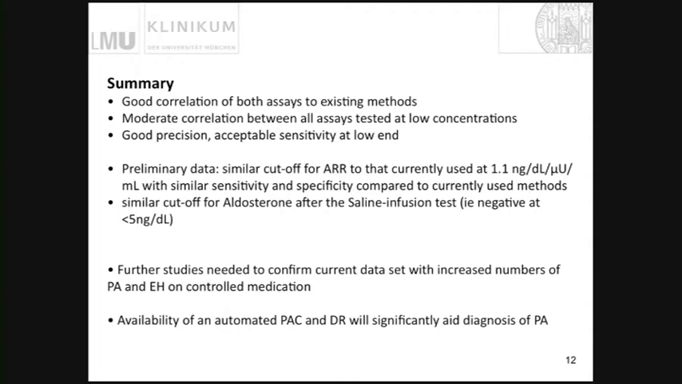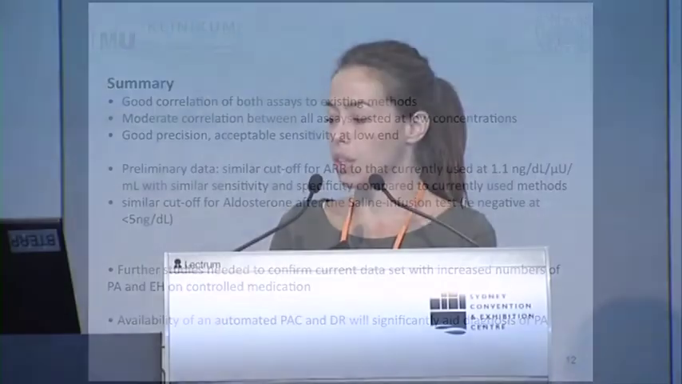And we'd like to do further studies to confirm the current data set with increased numbers of primary aldosteronism and hypertensive patients on controlled medication to support this data. And we hope that the availability of the fully automated aldosterone and direct renin will significantly aid in the diagnosis of primary aldosteronism. So just to thank the various groups at IDS in the UK and at the University of Munich, the professors who helped to collect the samples, and in Berlin and Italy in Vicenza. Thanks for listening.